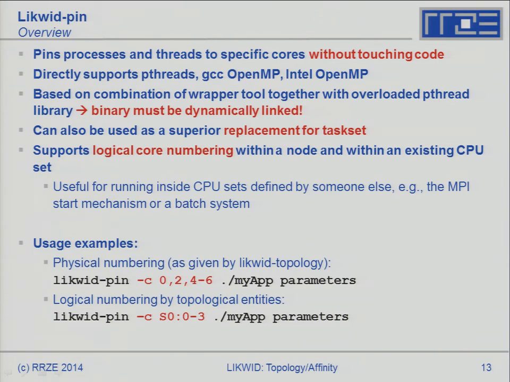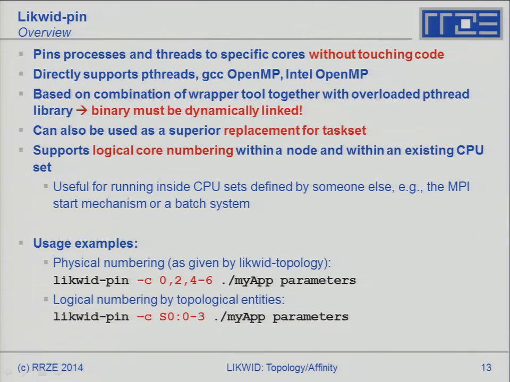It pins processes and threads to specific cores without touching the code. And it supports all programming models that are based on POSIX threads. So if you have any threading model which has POSIX threads underneath, then it works. It is a wrapper tool. So you start your application with LIKWID pin as a wrapper. And what it does is it hooks into the pthread create call. Pthread create is the call in the POSIX library to generate a new thread.